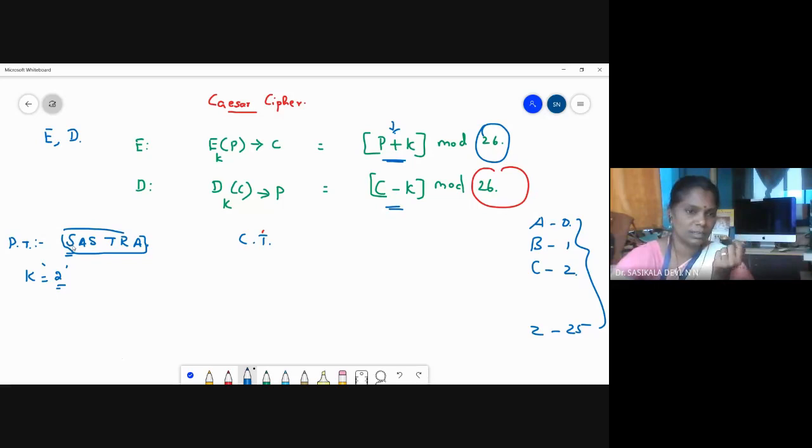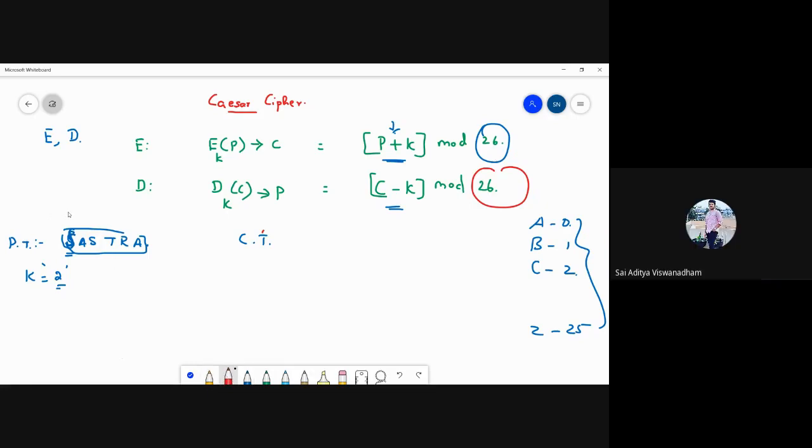What is the alphabetical position of S? 18. Previous students of Shastra, CSE. S is nothing but the alphabetical position of S, 18.